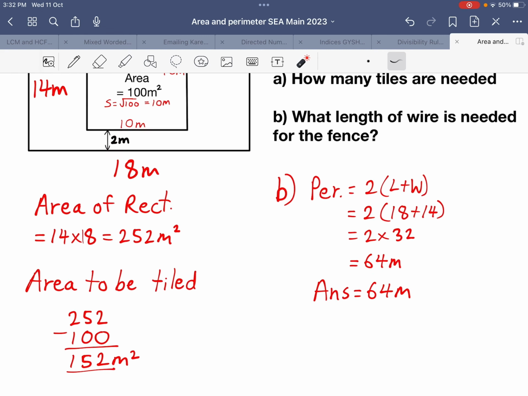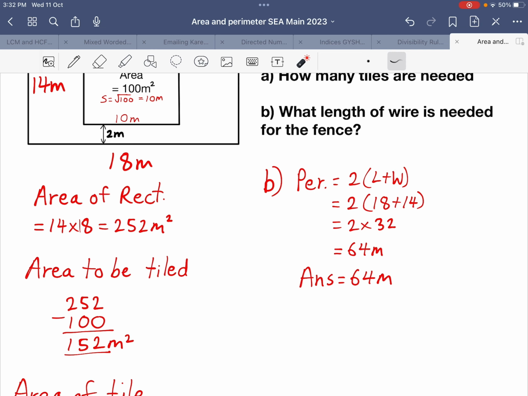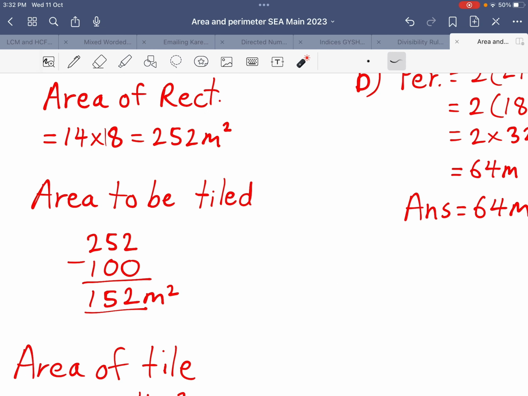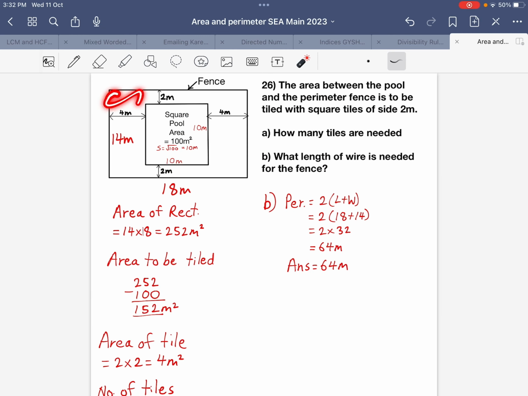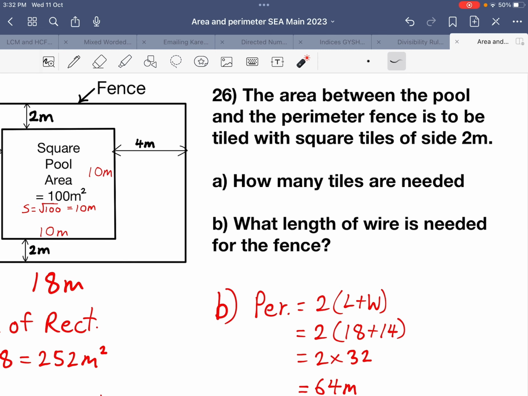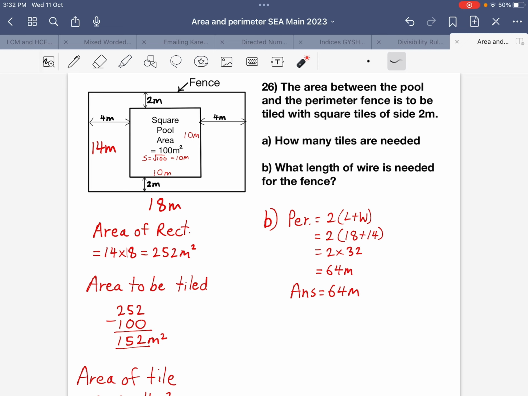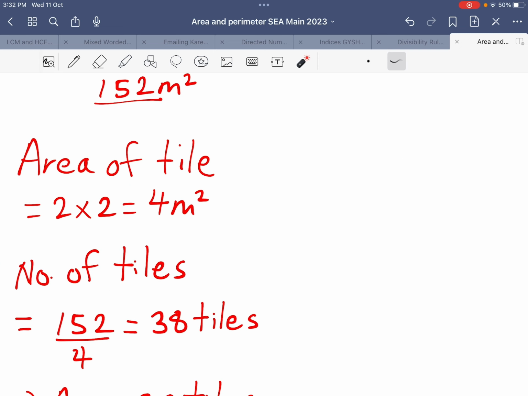So we determine the area of the outer rectangle, and we already determined the area to be tiled, which is 152 meters squared. So that's this area here that we just spoke about. Now, from the question, we know that the length of one side of the square tile is 2 meters. So we need to determine the area of the tile. So that will be 2 by 2, which is 4 meters squared.